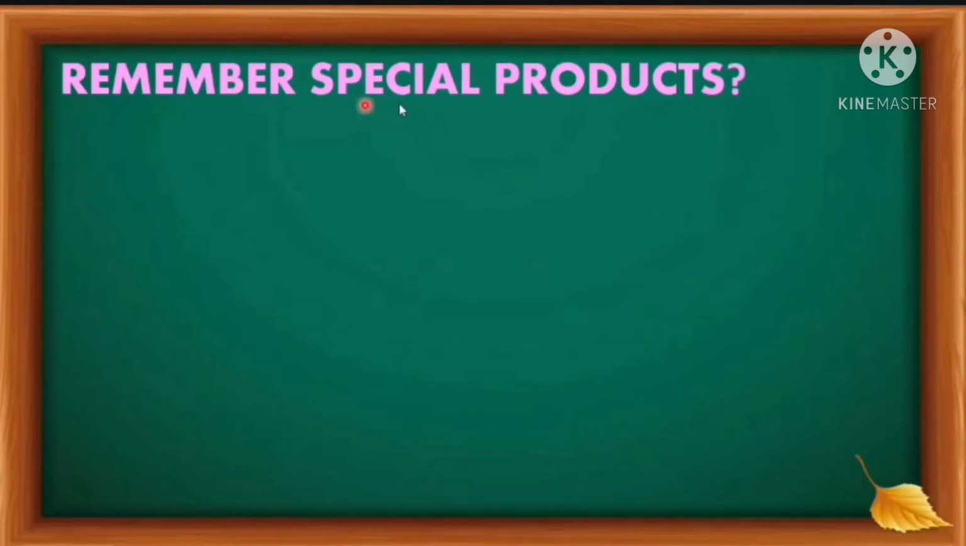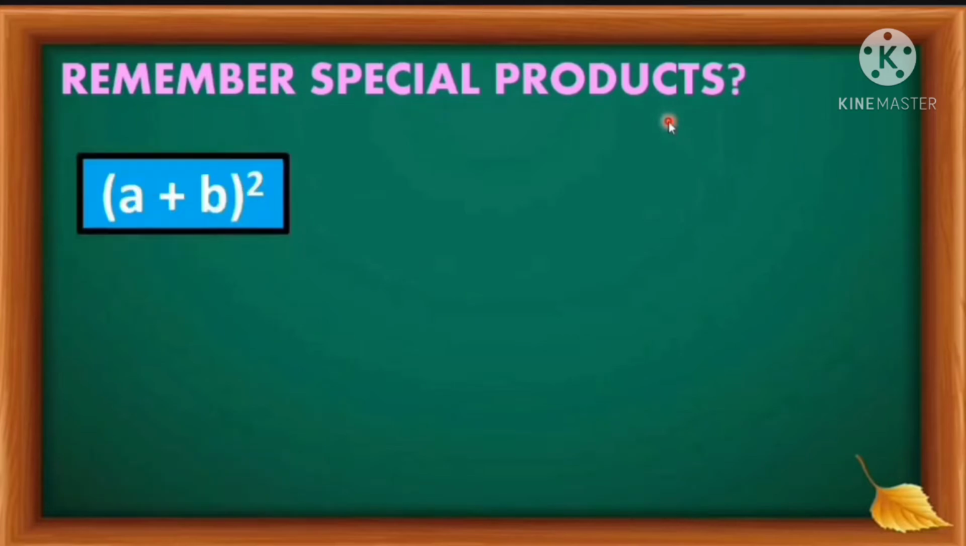Kung naaalala natin yung special product, suppose we have the quantity a plus b squared. This polynomial here that is being squared is a binomial because it consists of two terms, a and b. So the binomial is being squared. In special products, we call this one square of binomial. How are we going to get the product of this?